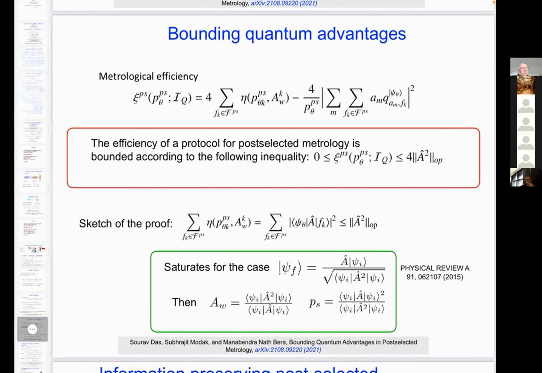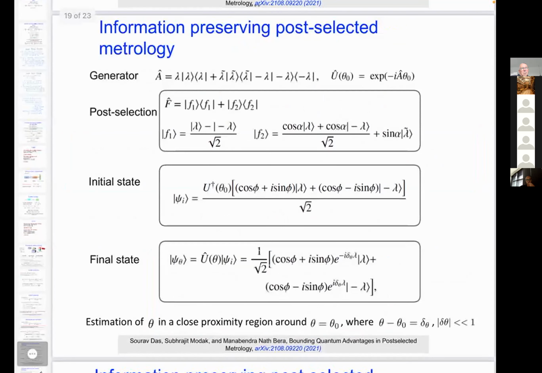After that, we will go on to constructing some information-preserving post-selective metrological protocol. I will not spend time on this, and will go to the main part of my talk, which is how to construct the generator and how to construct the post-selection.